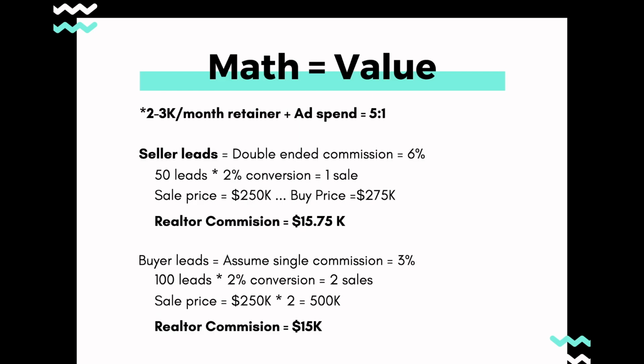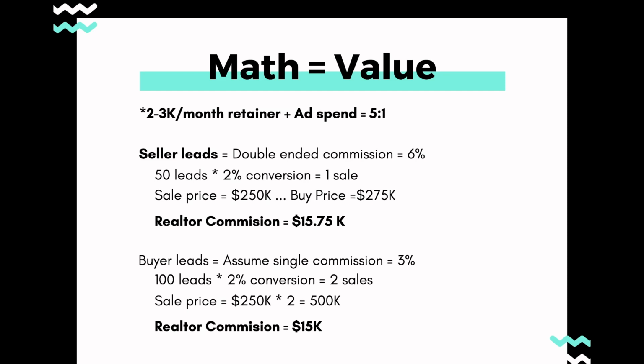So let's go over the math of how you can charge for these leads, how you can charge real estate agents anywhere from 1 to 2 to 3 to 4 to 5K a month for providing them with leads, okay? So let's do seller leads, and let's say that they get the double-ended commission. So let's say that we get them 50 leads in a month at a 2% conversion rate. That equals one sale. Okay, so the sale price is $250,000, and let's say the buy price is $275,000. So they sell the house and then they also buy the house. So they get a 3% commission on each, right? So their total commission will be $15.75K. Okay, so with only a 2% conversion rate on 50 leads, you're going to get them $15.75K, okay? So if your monthly retainer is $2,000 a month with $1,000 of ad spend, right? That's a 5-to-1 return. Most agents are going to be super happy doing that.